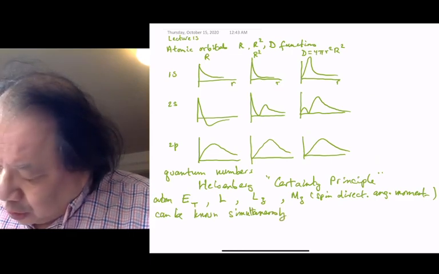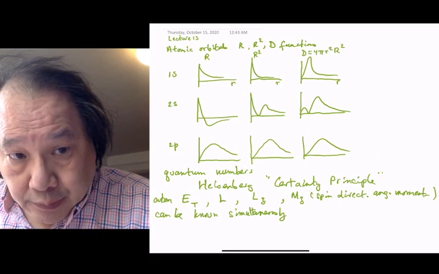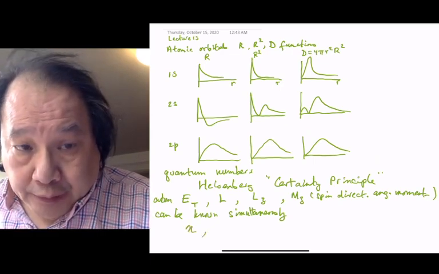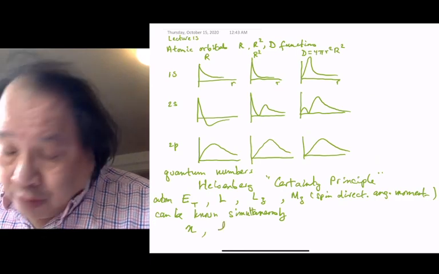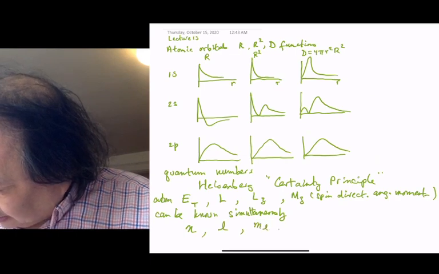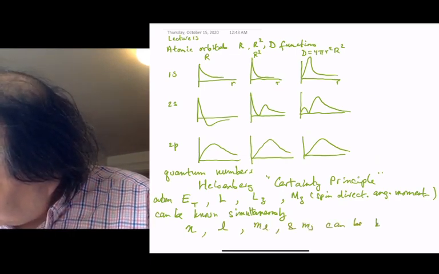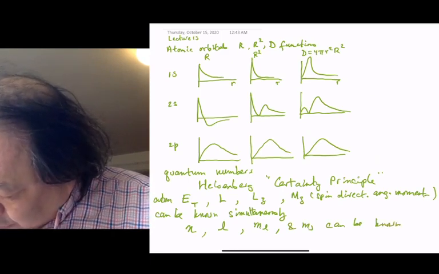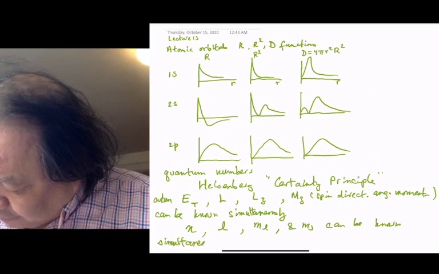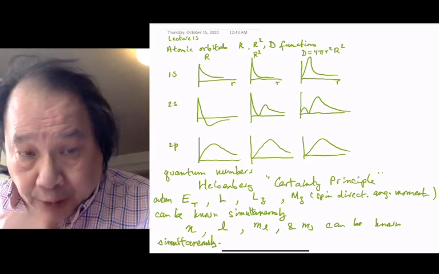Which means that we can know what's the quantum number that goes with total energy. Put it in chat. N. What's the quantum number that goes with L? Put it in chat. L. What's the quantum number that goes with Lz? ML and MS can be known simultaneously. And in fact, that sentence is responsible, it will turn out, for the shape of the periodic table.